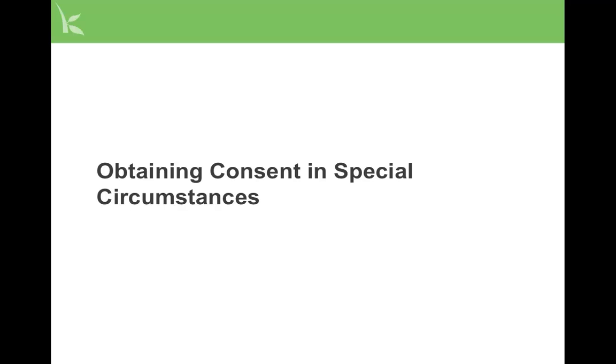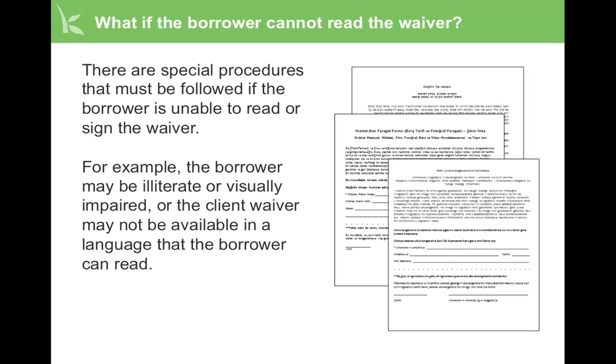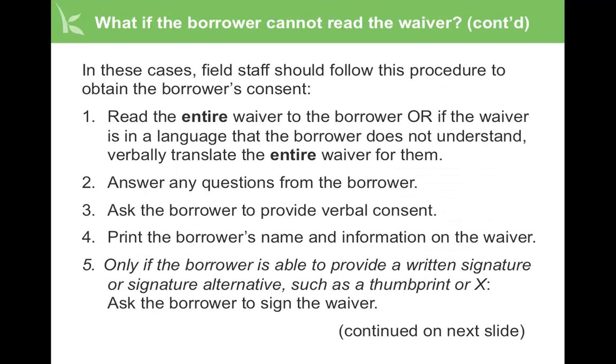Next, let's learn how to obtain consent in special circumstances. There are special procedures that must be followed if the borrower is unable to read or sign the waiver. For example, the borrower may be illiterate or visually impaired, or the client waiver may not be available in a language that the borrower can read. In these cases, field staff should follow this procedure to obtain the borrower's consent.